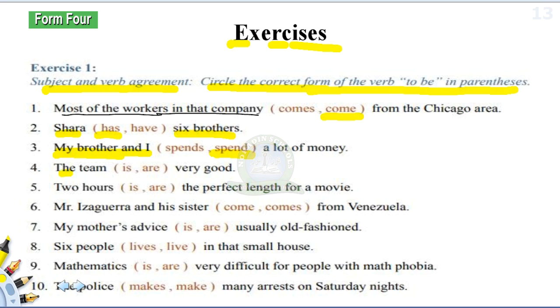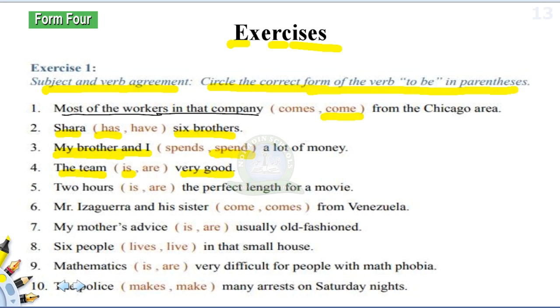The team is a single unit, not individuals. So we're going to use is. We're talking about a single unit, we're not talking about individuals. So the team is very good.